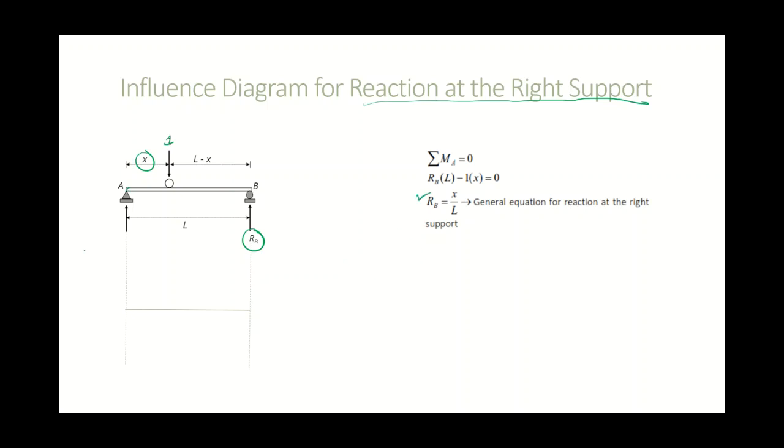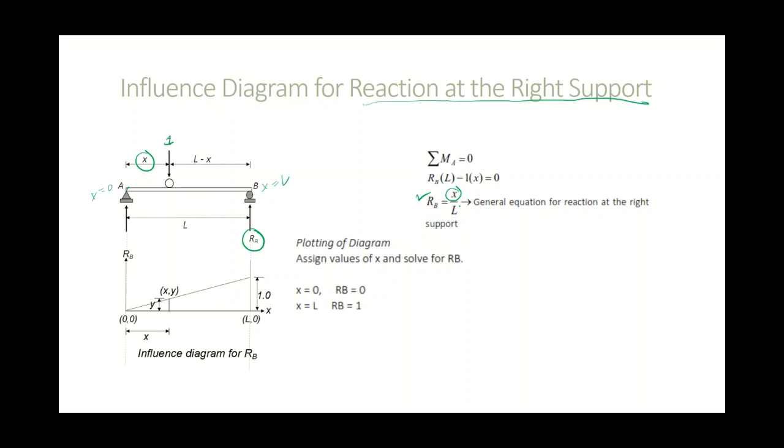This will give you this equation. Next step, for plotting, we have 2 points: X is equal to 0, then X is equal to L. Get the value of R based on these two values of X. Substitute them here, and this will give you these values. Then plot.